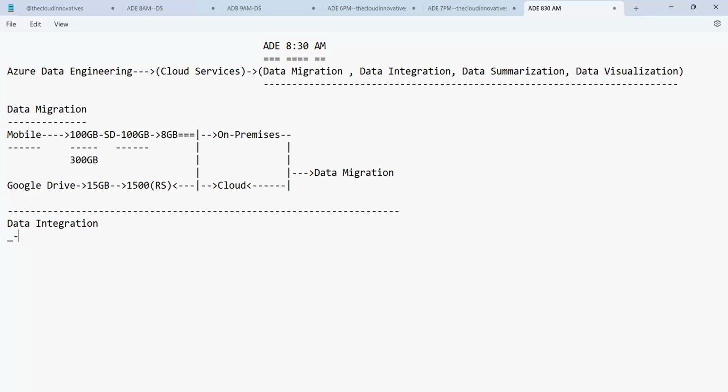Data integration. So what is data integration? Let's try to understand this with the help of an example. So what do you mean by data integration? Let us see. Let's take an example here.